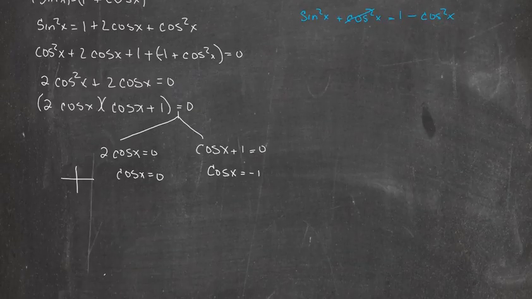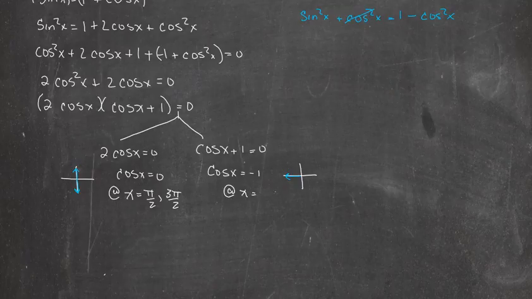Unit circle again. Cos x equals 0. We have no elevation or no movement on the x-axis at pi over 2 and 3 pi over 2. And then cos x equals -1 only at pi. So cos x equals 0 at x equals pi over 2 and 3 pi over 2. And cos x equals -1 at x equals pi.